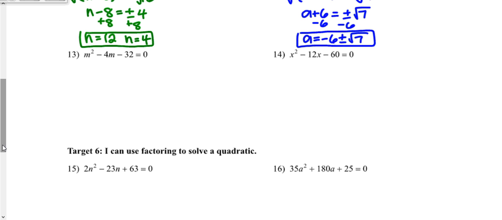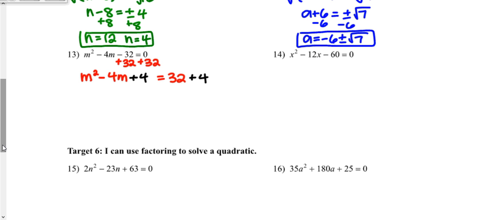On number 13, I'm going to add 32 to both sides. So we have m squared minus 4m, and on that side now we have 32. So half of the middle term would be negative 2. Negative 2 squared is 4.